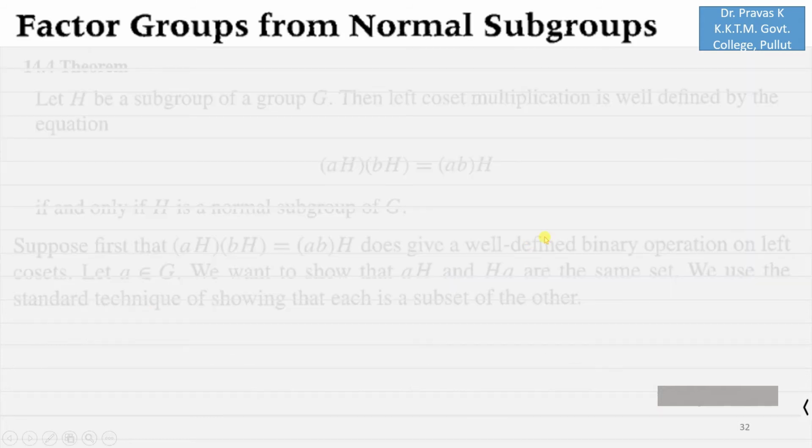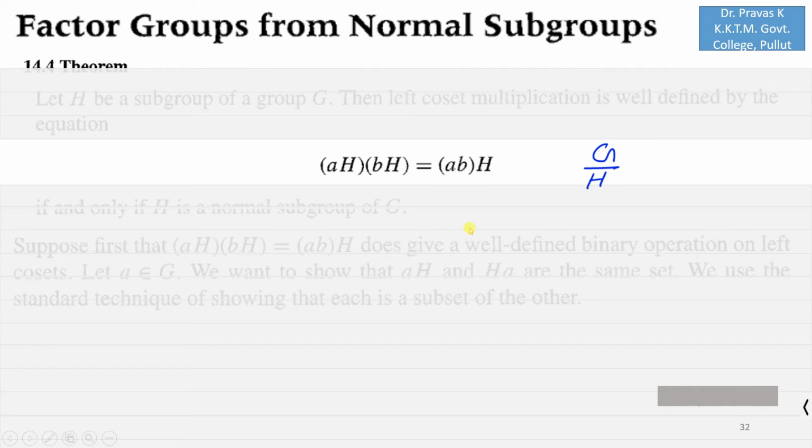Next, we move to another section, factor groups from normal subgroups. In the previous section, what we saw is that a factor group G/H can be obtained by using a well-defined binary operation aH times bH equals abH, which we obtained using a group homomorphism. Now what we are going to see in the next theorem is that this operation becomes a well-defined operation if and only if H is a normal subgroup of G.